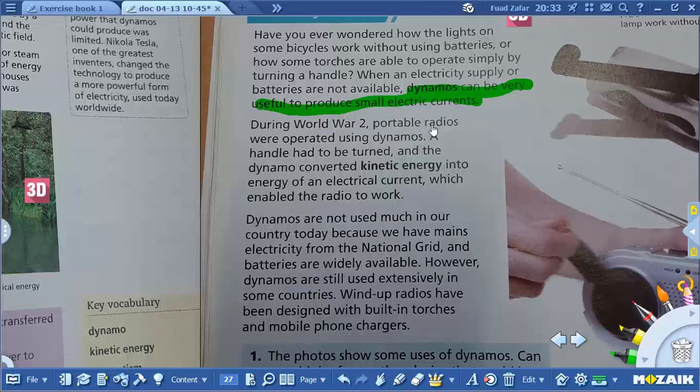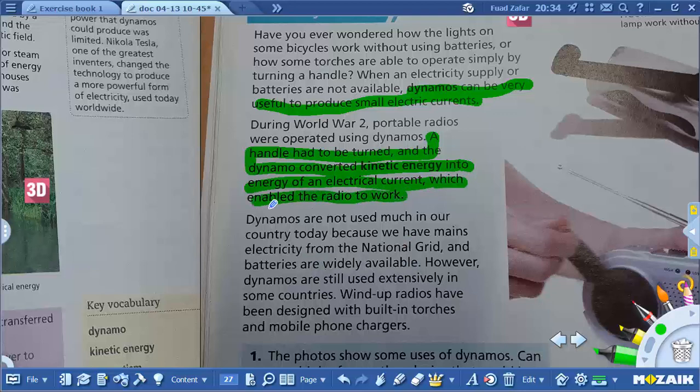During World War II, portable radios were operated using dynamos. A handle had to be turned. That means you turn the handle, and the dynamo converts kinetic energy into the energy of an electric current, which enables the radio to work.